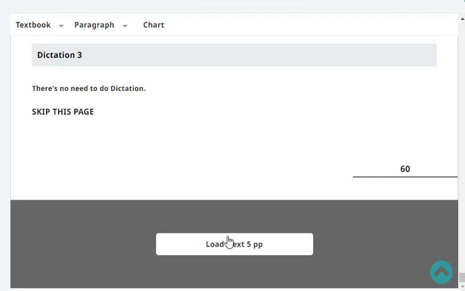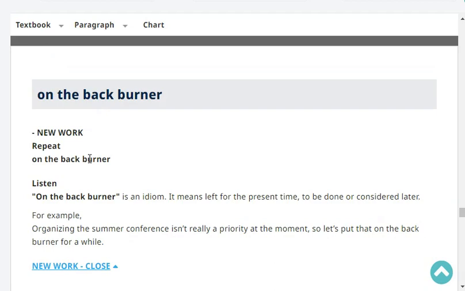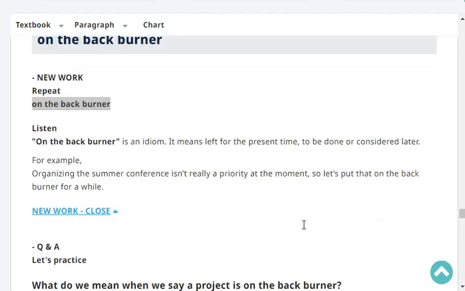Let's have a new one. Very good, very fast. Thank you. Okay, so let's start. Here we go. First is on the back burner. On the back burner. Very good. Okay, listen.